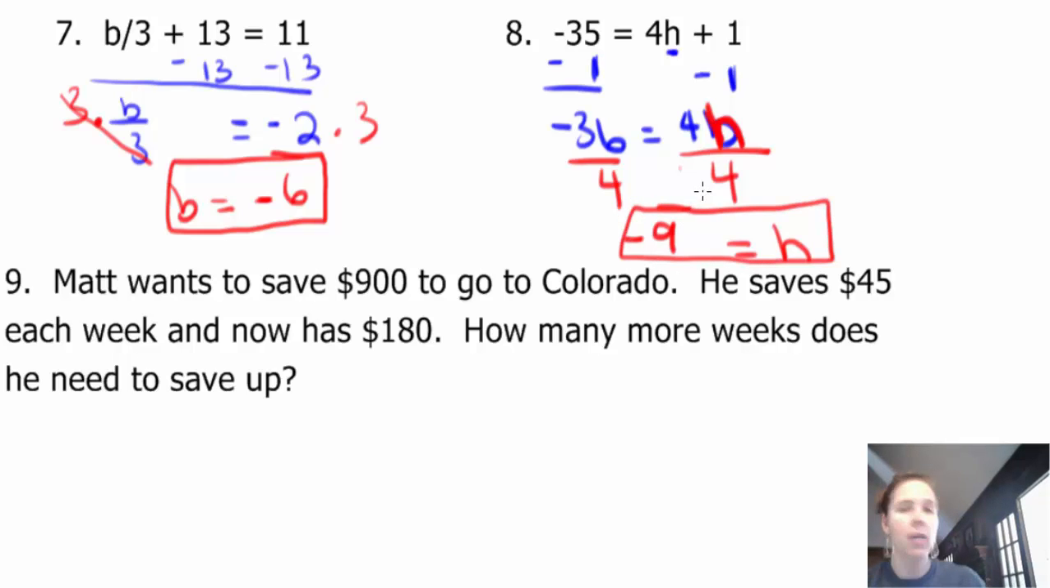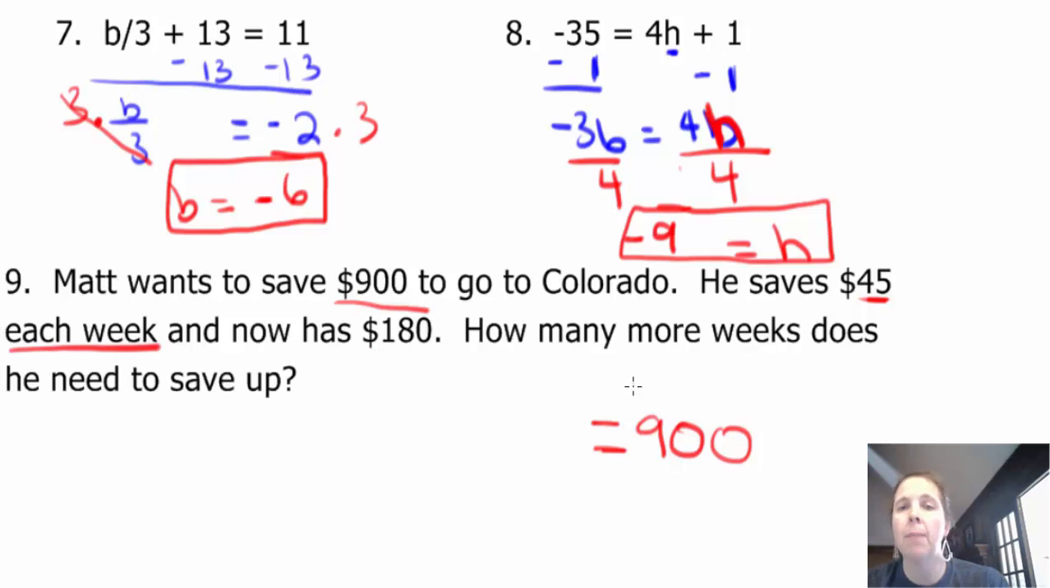Okay, now you will have a few word problems. So you'll have to come up with the equation and then solve it. Even if you can do it, remember, sometimes it's easier to solve and then write the equation. Okay, I'm fine with that. So Matt wants to save $900 to go to Colorado. So we know the trip is going to equal $900. He saves $45 each week and now has $180. How many more weeks does he need to save up?